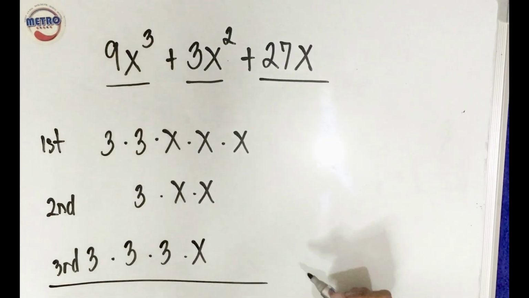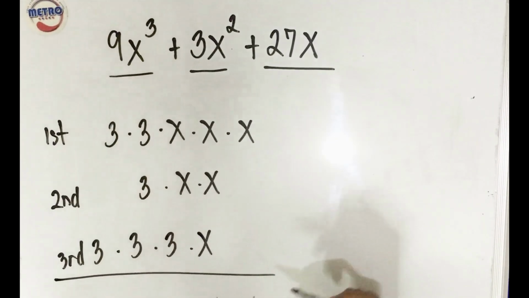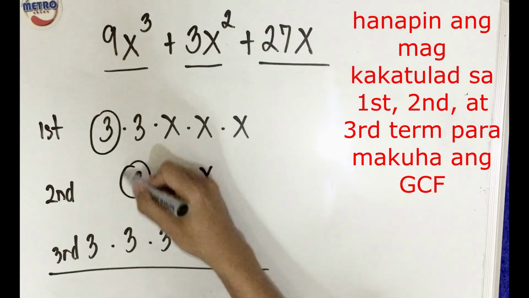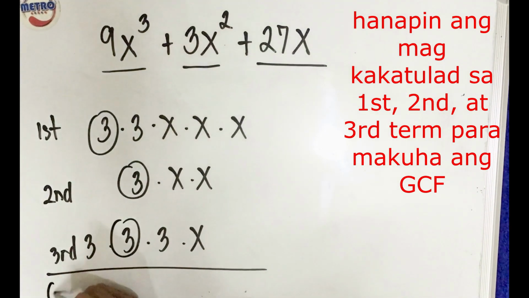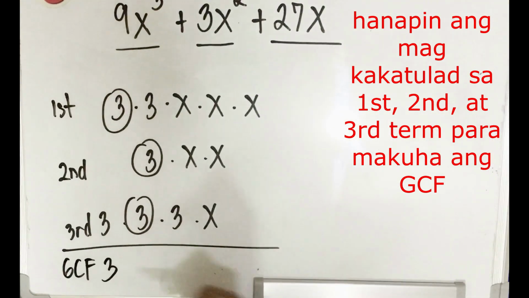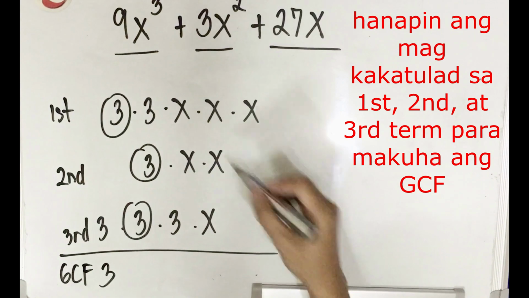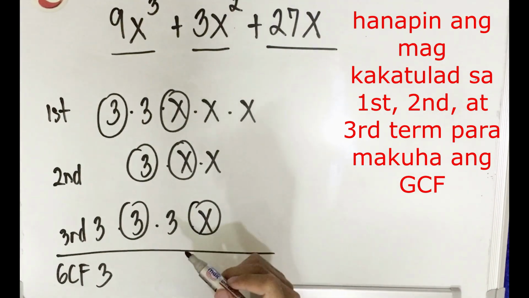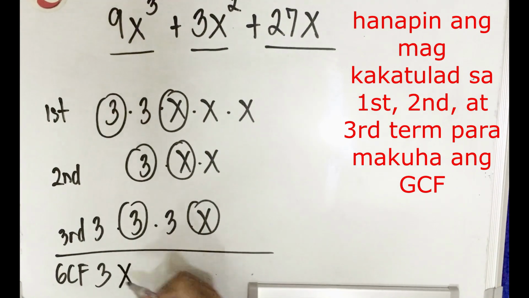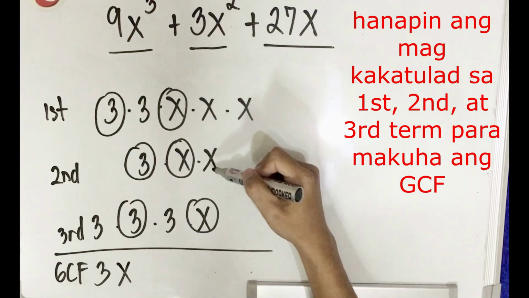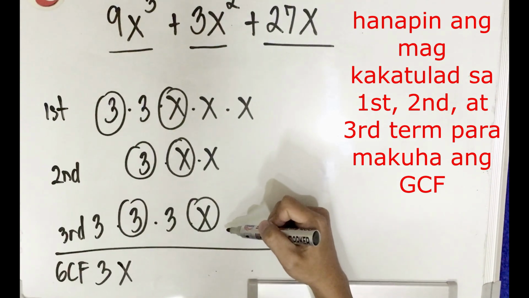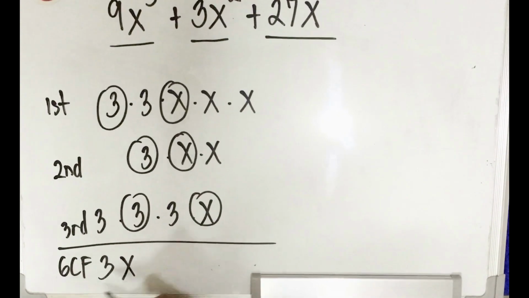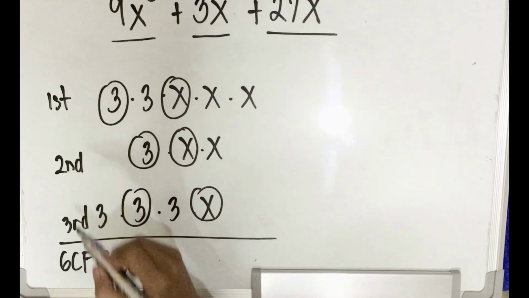Now, let us see if the first, second, and third are having common factors. For the first term, we have 3, 3, and 3. Meaning to say, we have a greatest common factor of 3. Let us check if there's more. X, x, and x. So they have a common factor of x. Do we still have x for the second term? And for the third term? None. How about 3? We don't have. Meaning to say, 3x is the greatest common factor of the first, second, and third term.